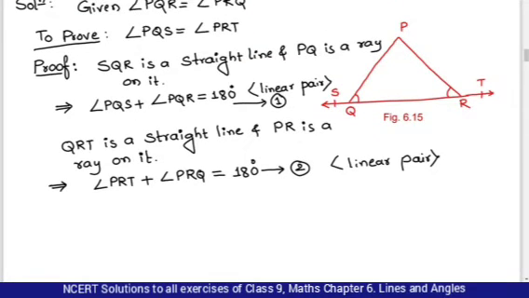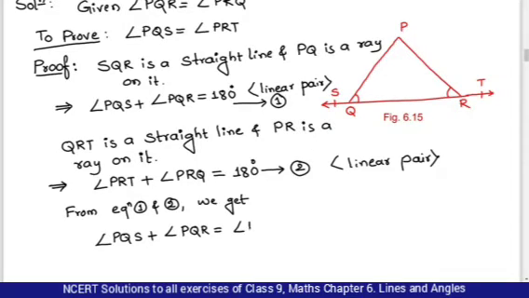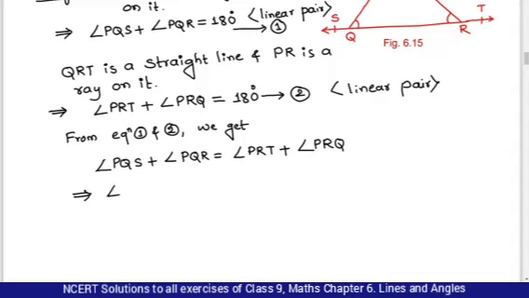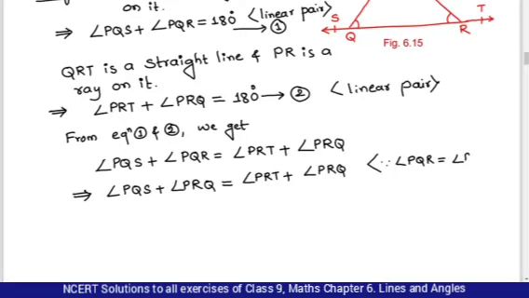Now from equations 1 and 2, we get angle PQS plus angle PQR is equal to angle PRT plus angle PRQ. This implies angle PQS plus angle PQR, which can be written as angle PRQ, is equal to angle PRT plus angle PRQ, since we have used angle PQR is equal to angle PRQ, which is given in the question.